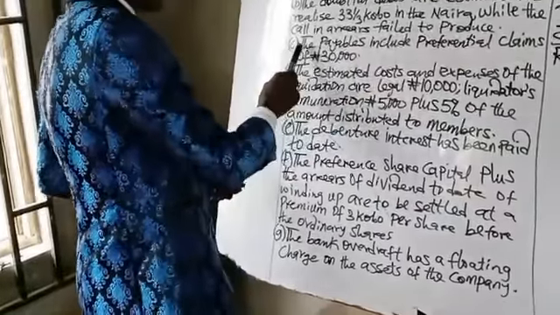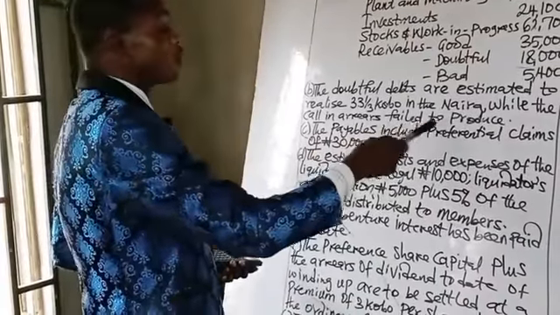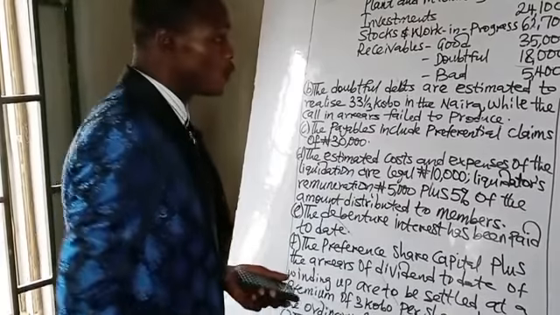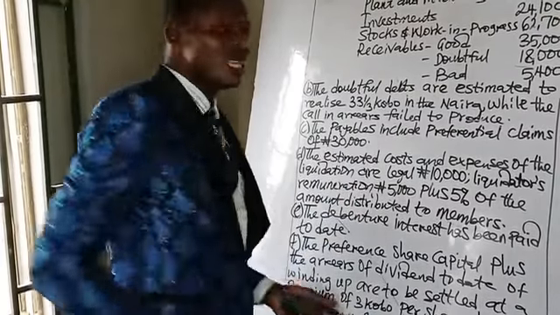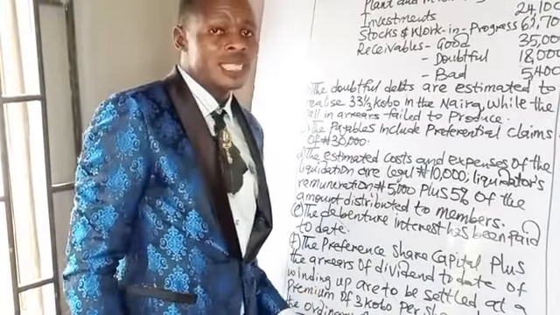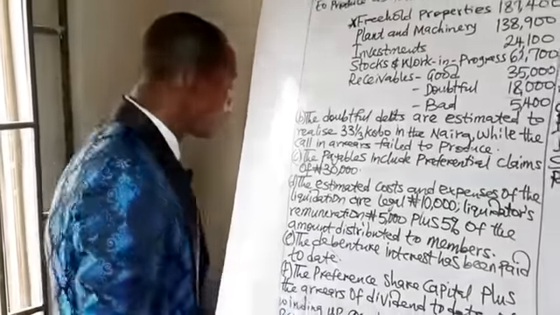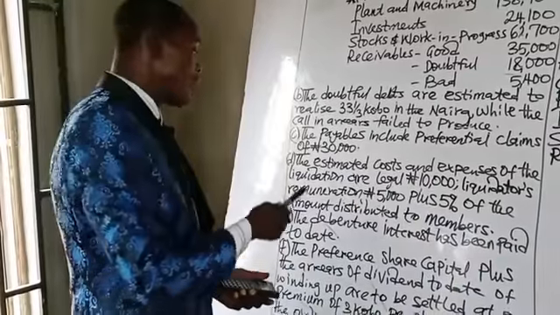Now, why the cost in arrears fails to produce? Cost in arrears fails to produce. That is to show that the realizable value of cost in arrears is 0. The realizable value of cost in arrears is 0. So since it is 0, it doesn't have any value.